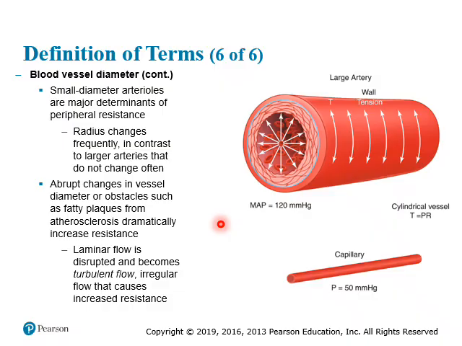Abrupt changes in the vessel diameter or obstacles such as plaque deposition from atherosclerosis would dramatically increase resistance. So the laminar flow would be disrupted and would become turbulent. And the irregular flow is the one that causes an increase in resistance.